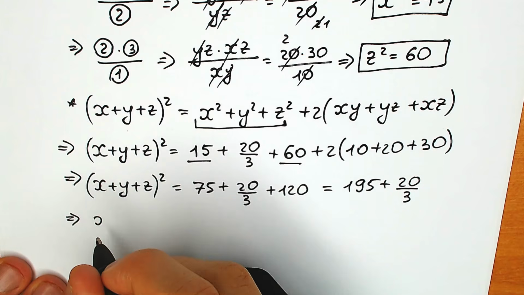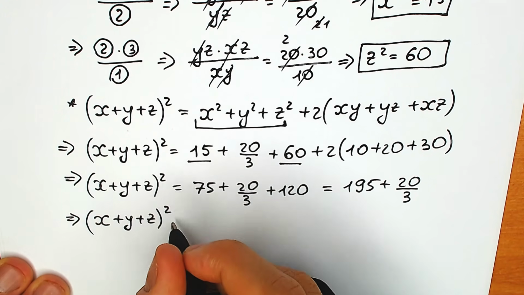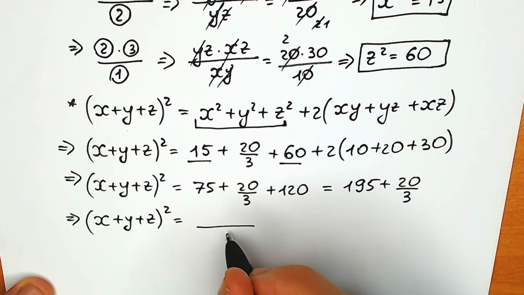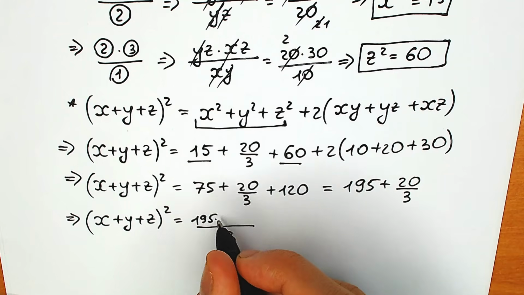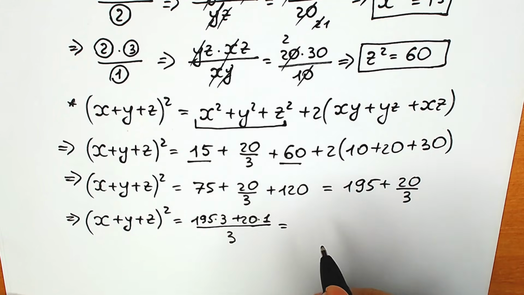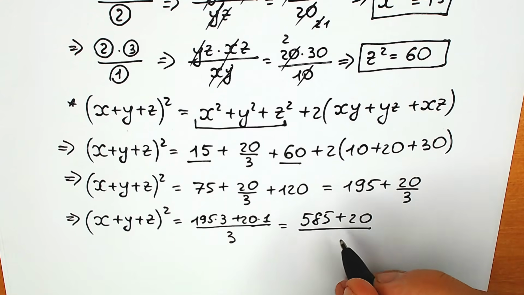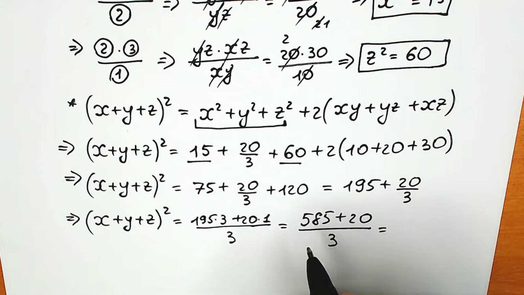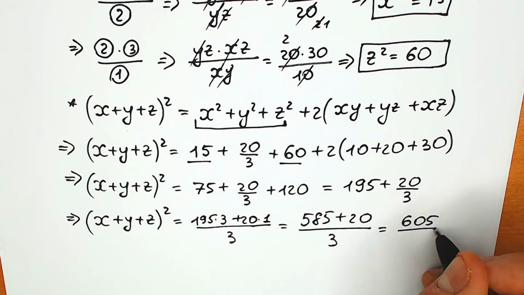Okay, right now let's find our common denominator. So we have x plus y plus z to the second power equal to, we have a common denominator 3. Right here we have 195 times 3, and plus 20 times 1. From here, what do we have? 195 times 3 equal to 585, and plus 20, all over 3. We can easily add our numerator, so we have 605 divided by 3.